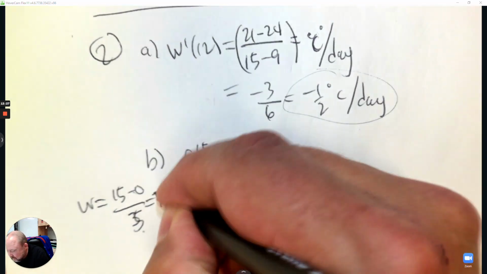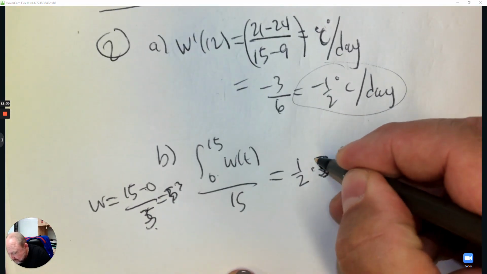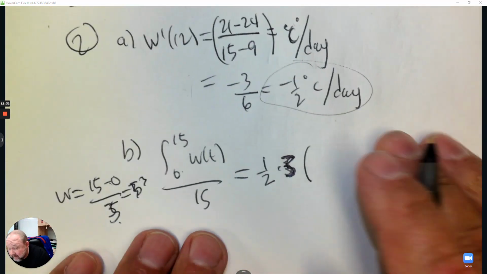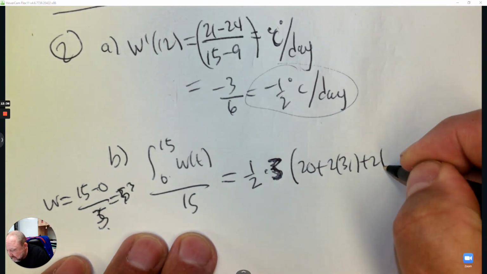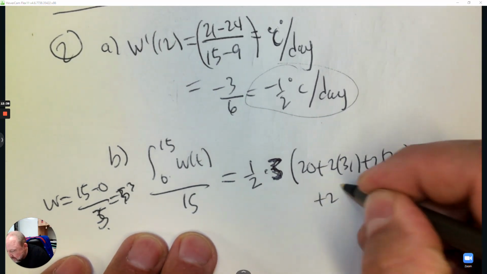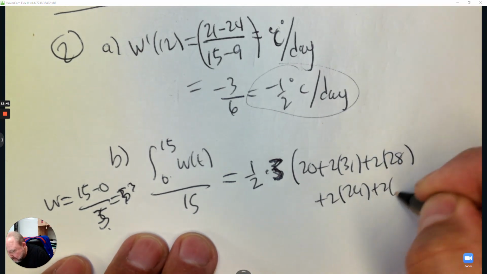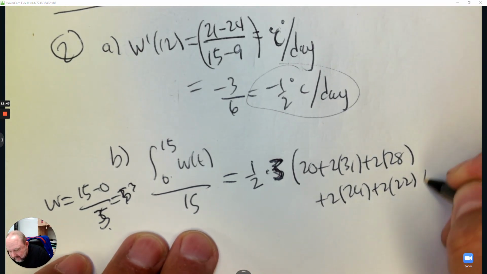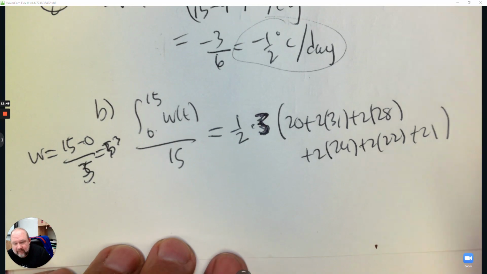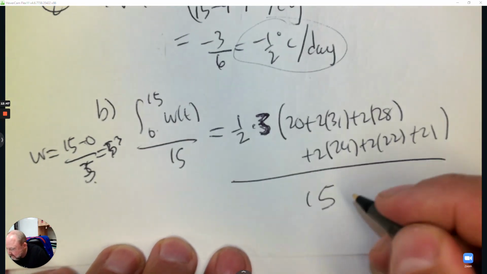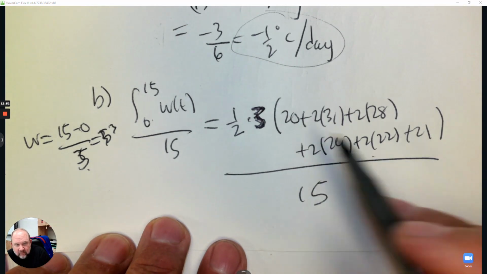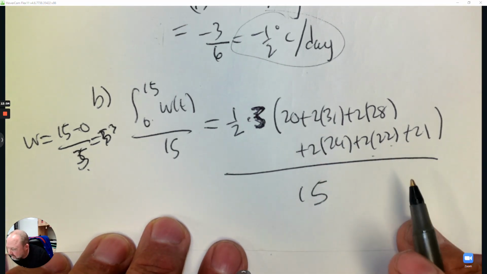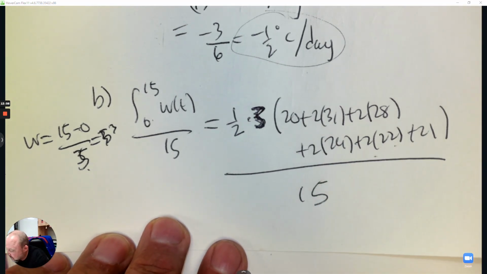It's going to be 5 trapezoids. It's 3. That's the width. When they give you it, that's the 3. Then the first trapezoid, and then double the next one, and then double the next one, and then double the next one, and then double the next one, and then the last one single, right? And that's divided by 15. And that's it. You wouldn't even have to simplify it. So there's the trapezoidal rule, divided by 15.